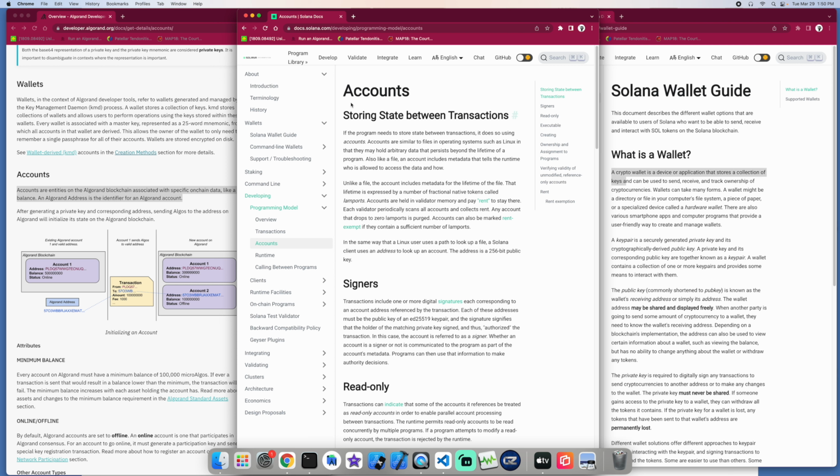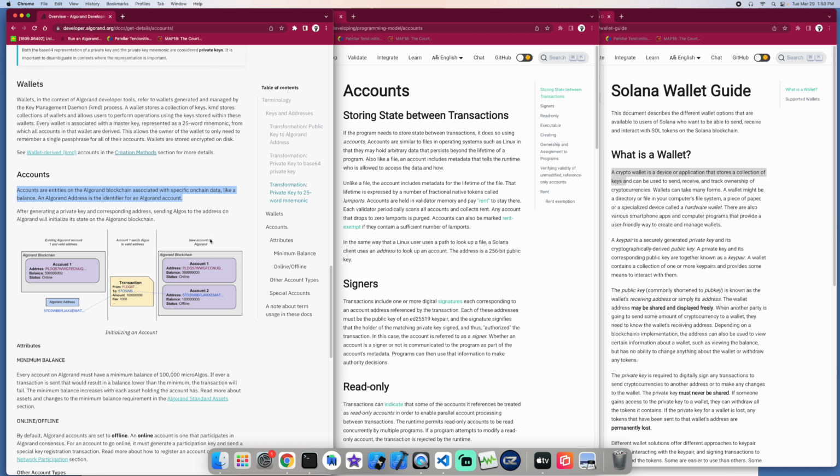Over here in the Solana docs, accounts, storing state between transactions, right? Basically the same thing. And a Solana client uses an address to look up an account. The address is a 256-bit public key. So again, this address is the 256-bit public key of your public-private key pair.